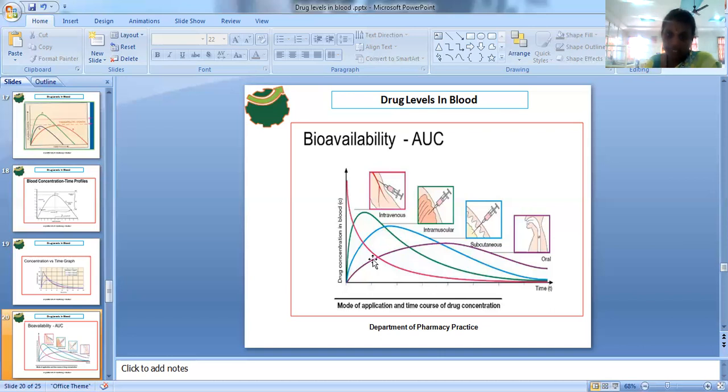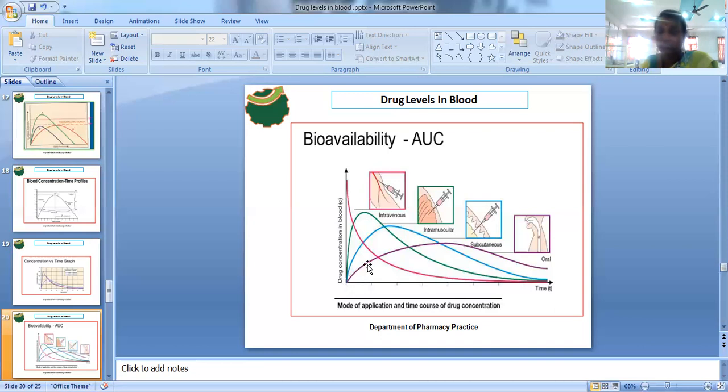The pink color graph indicates the plasma concentration time profile of the drug with respect to IV, whereas the green graph shows the intramuscular route, the sky blue color graph shows the subcutaneous route, and the violet color graph shows the oral route. Whenever the drug is administered through the oral route, what will happen? The disintegration, dissolution, all things will be somewhat eliminated for the intramuscular and subcutaneous routes.